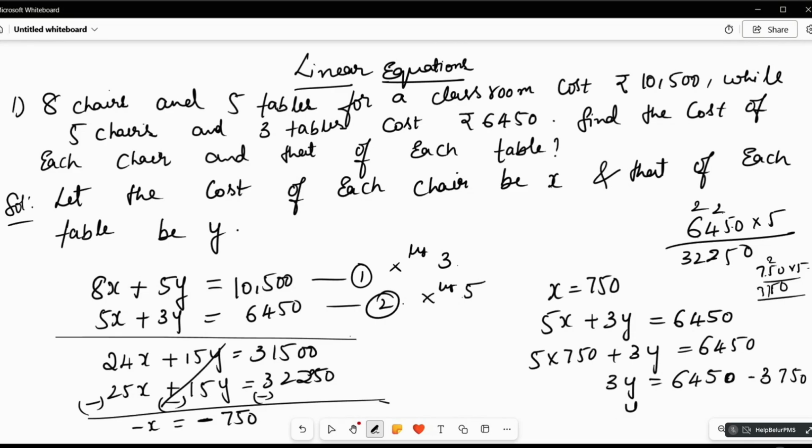So what is the y value? Y is equal to 900. Okay. Y is equal to 900. So that is the elimination method. If anyone has a doubt, you can clarify. No?